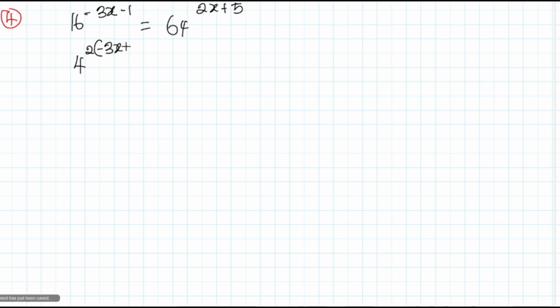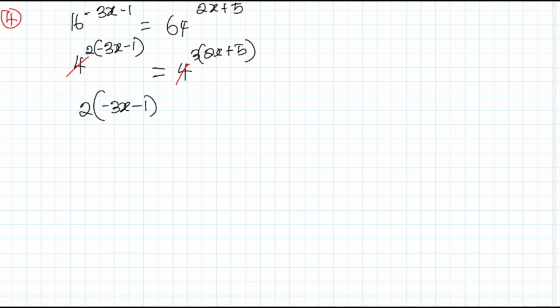That will be 4 raised to power 2 bracket minus 3x minus 1. Remember, you have to put the power before in bracket. 64 is 4 raised to power 3 into 2x plus 5. Now we have the same base, so we cancel the base and then equate the powers. So we have 2 brackets minus 3x minus 1 equals 3 brackets 2x plus 5. Then you open the bracket, we have minus 6x minus 2 equals 6x plus 3 times 5, that would be 15, right? Good. Let's check very well.